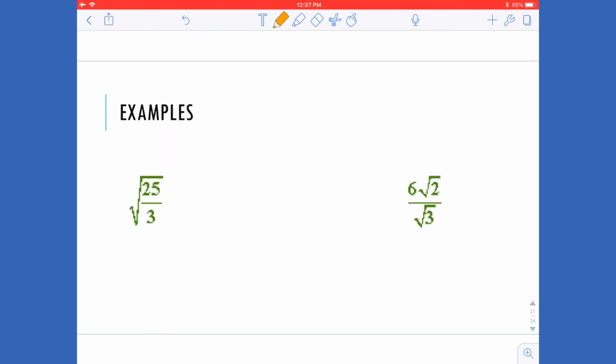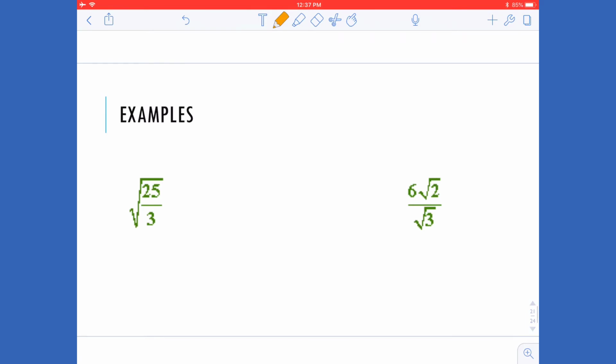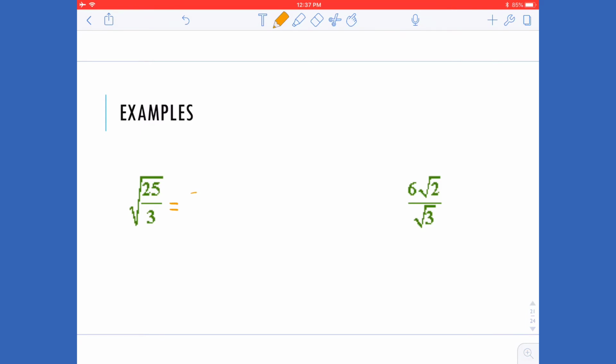So I have an example here, the square root of 25 over the square root of 3. And we have learned a property that says we can actually take that fraction and separate the radical with each radicand. So square root of 25 over the square root of 3, and I can simplify that to 5 over the square root of 3. Unfortunately, because there is a radical in the denominator, that is not considered simplified.